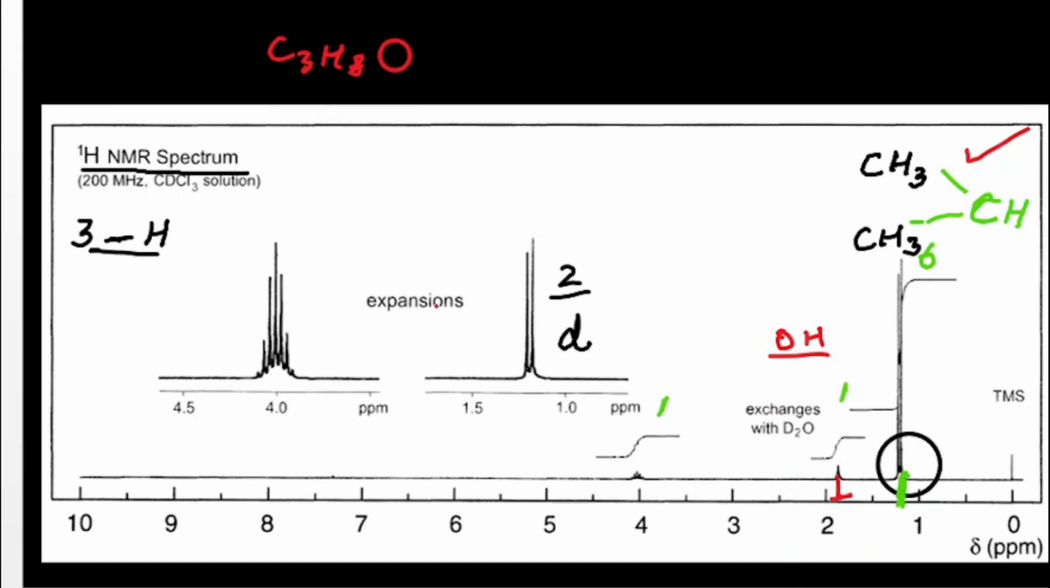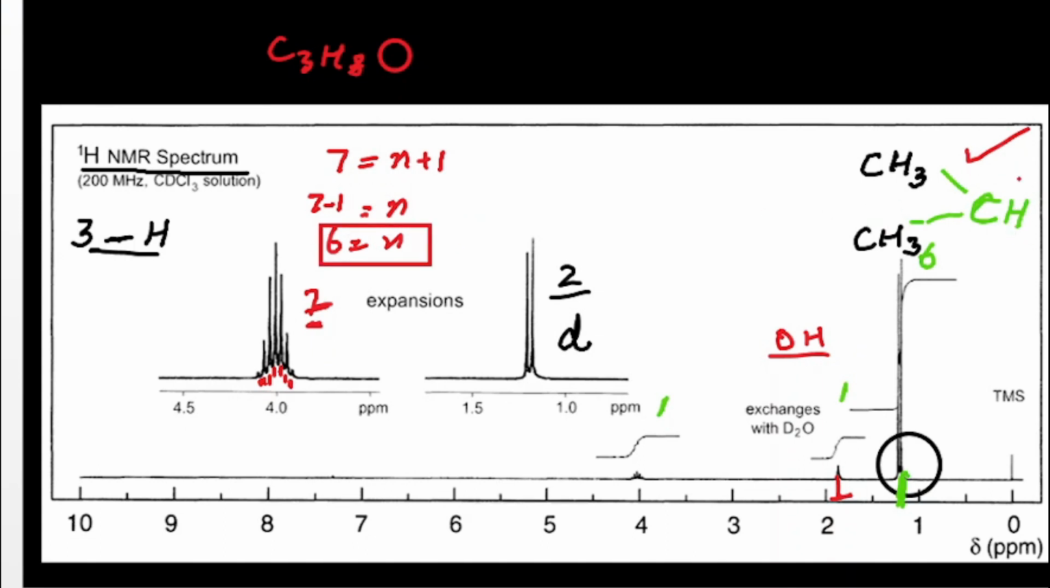C3H8O. So the OH group is present here, and this is the quartet. You may see here in the expansion, sorry, this is not a quartet. If you see here, 1, 2, 3, 4, 5, 6, 7. 7 peaks are present here. 7 is equal to n plus 1 by the n plus 1 rule, so 7 minus 1 gives n. It means in the neighbor, 6 hydrogens are present.